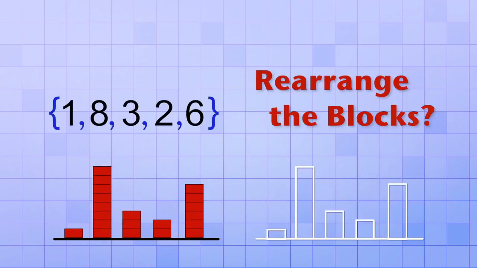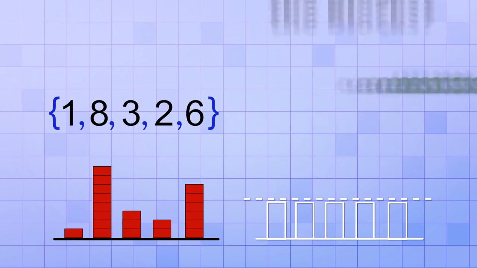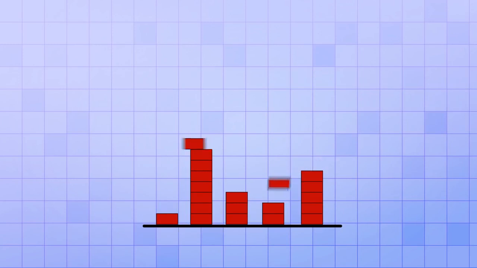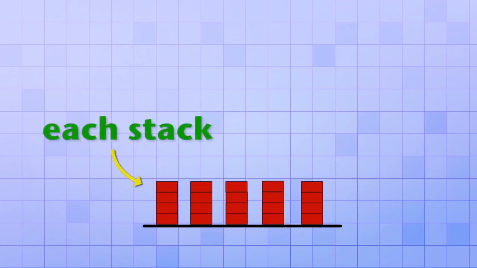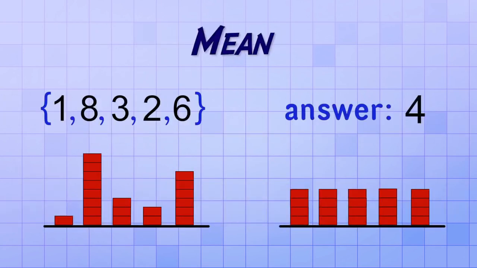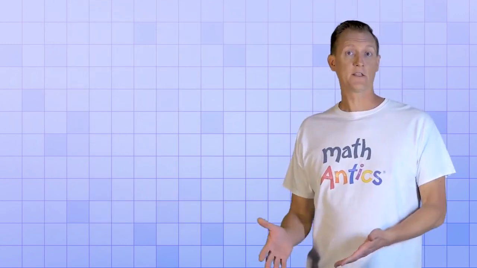But what if we rearrange the blocks with the goal of making the stacks the same height? In other words, if each stack could have the exact same amount, what would that amount be? Well, with a bit of trial and error, you'll see that we have enough blocks for each stack to have a total of 4. That means that the mean, or average, for our original data set would be 4. Some of the numbers are greater than 4, and some are less. But if the amounts could all be made the same, they would all become 4. So that's the concept of the mean.